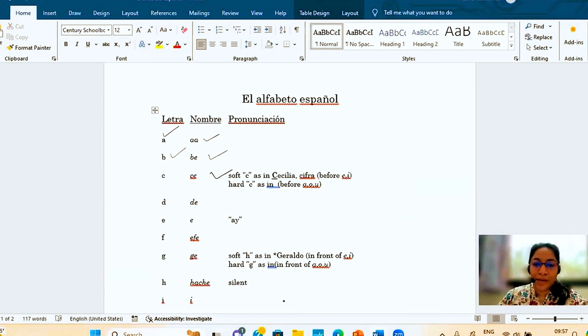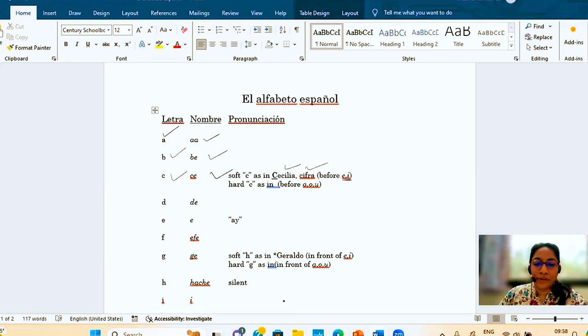When we are reciting the alphabet in Spanish, for C, we are going to say se. However, there are two sounds associated with C. When the letter C is before E and I, it has the soft C sound. Let's look at two words. Cecilia. Cecilia is the name of a girl. And the second one, cifra. Cifra in Spanish means number. So whenever it comes in front of E and I, it has a soft C sound.